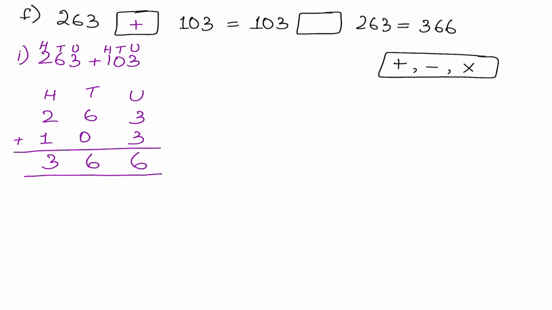And since if you add these two numbers, then obviously by the commutative law, you can also add 103 and 263 to get 366. Okay? So the first number plus the second number should be equal to the second number plus the first number. Okay? So we can write plus here.